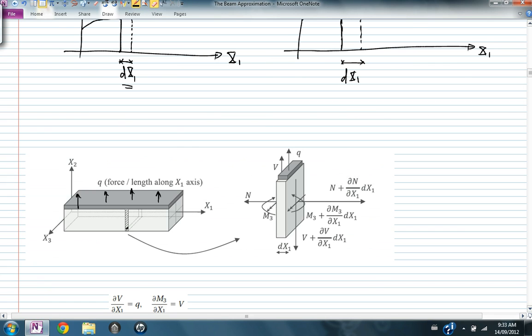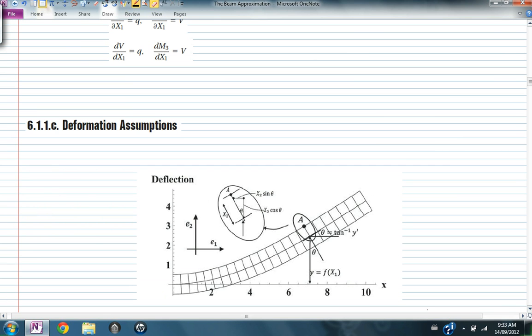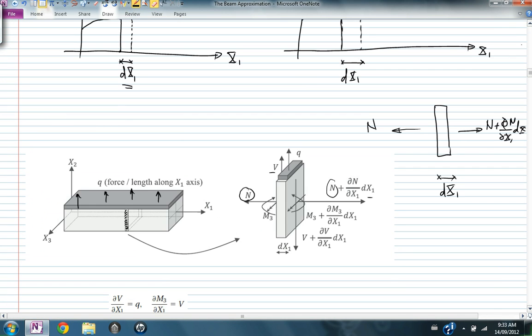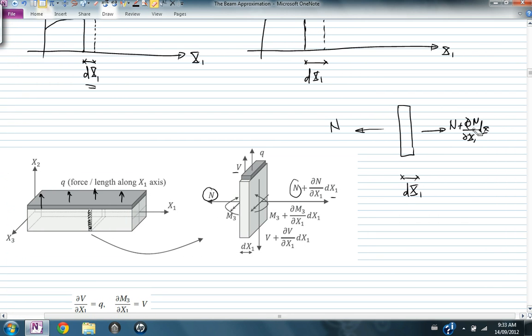And then I'm going to extract a small sliver of the beam and look at that sliver of the beam. I'm going to put the normal force on one side, and on the other side I have the normal force plus a little bit more. Shear. So let me just draw it in plane or side view. If this is the normal force, and this is delta x1, this is the normal force plus a little bit more.